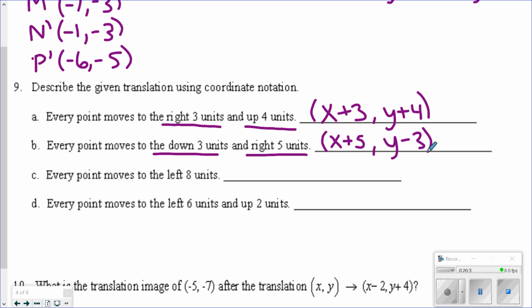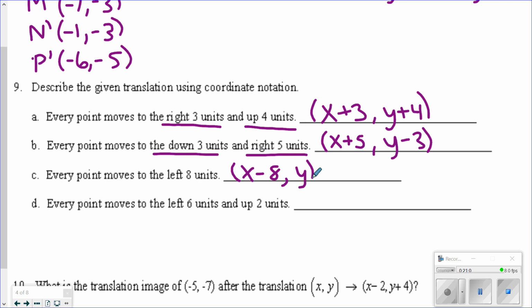Every point moves to the left 8 units. So this left and right is the x. So left would be negative because we know right is positive. So this is x minus 8, but it doesn't say anything about the y. It doesn't tell me if it's going up or down, which means the y is going to stay the same. So I'm just going to keep it as y.